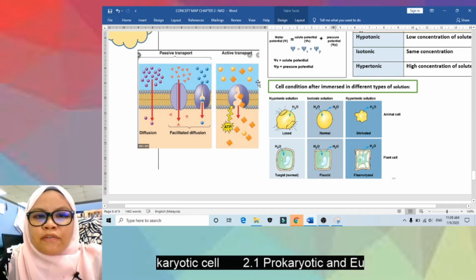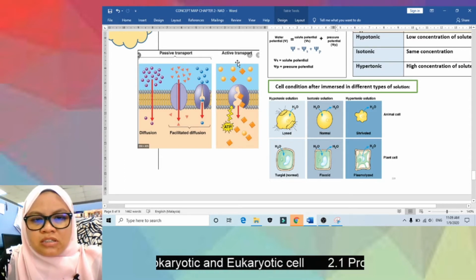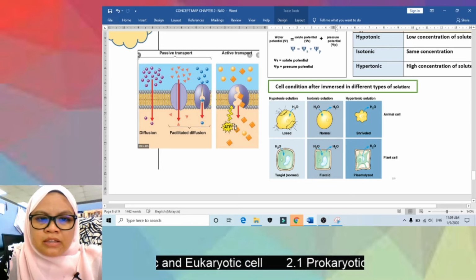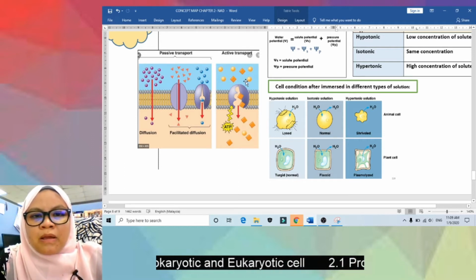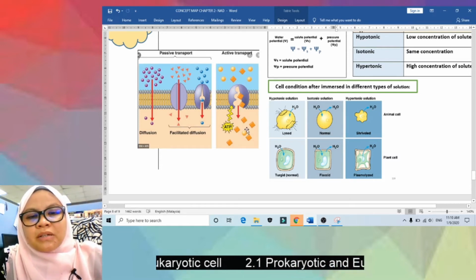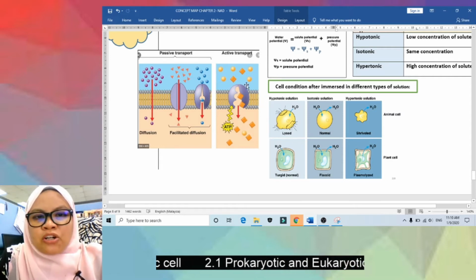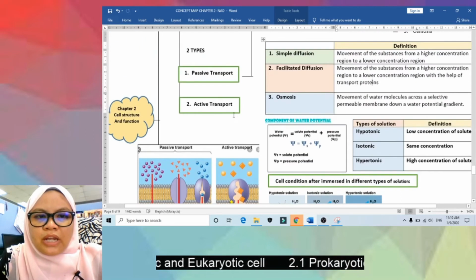But from this diagram, we can see that the movement of the substance is against the concentration gradient. At this side, kita dah tengok ada kepekatan yang tinggi berbanding di kawasan yang atas. Jadi pergerakan substance ini berlawanan arah dari kawasan yang kurang berkepekatan ke kawasan yang berkepekatan lebih tinggi. And of course, it requires energy in the form of ATP. So in active transport.